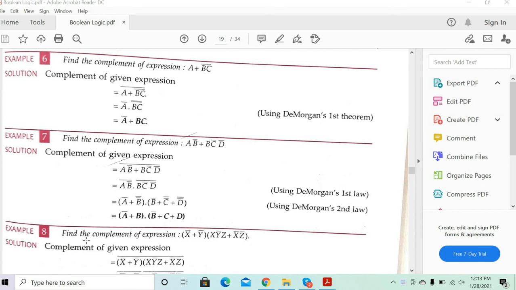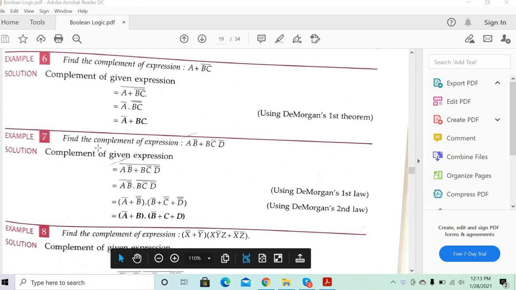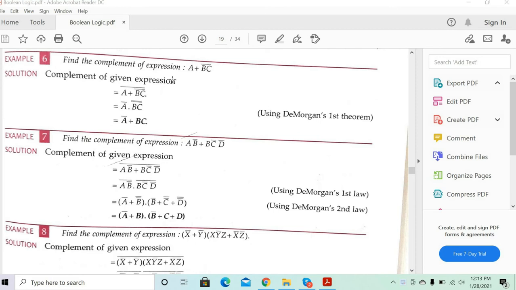So okay, we need to start from example 6, correct? Find the complement of the expression A plus BC complement. Okay, let's start now. In the question they have only given us: find the complement of the expression. The expression is A plus the complement of BC, so the whole complement we need to take.